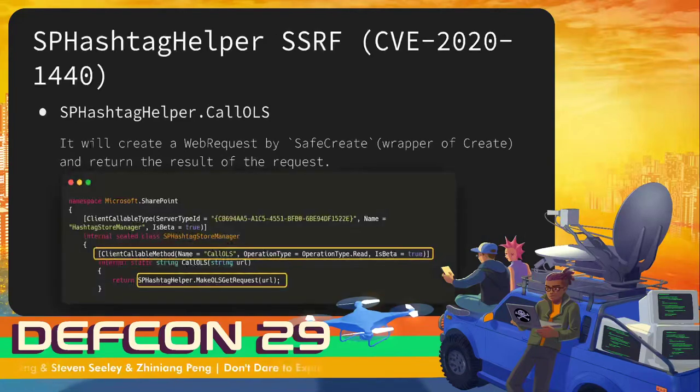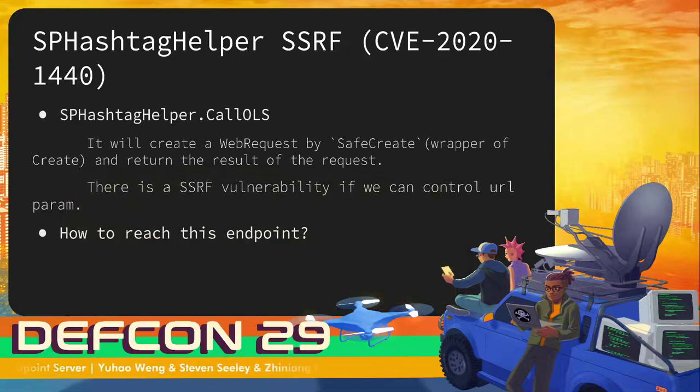We found a very simple function called CallOLS. It passes the parameter URL to WebRequest.Create to get a request object and returns the result of the request. It looked very similar to the vulnerability example mentioned earlier. And here, it can be considered a wrapper of WebRequest.Create. If we can control these parameters, here is a classical SSRF vulnerability.